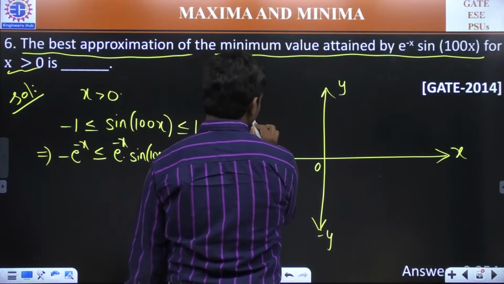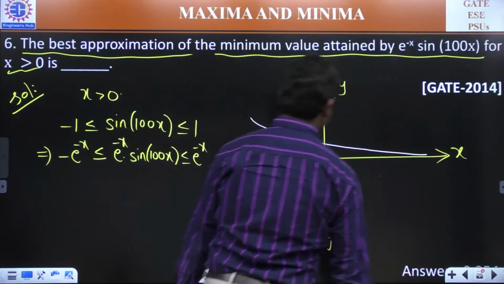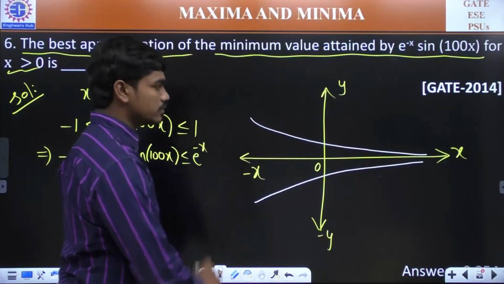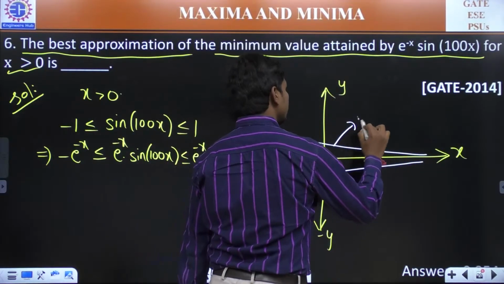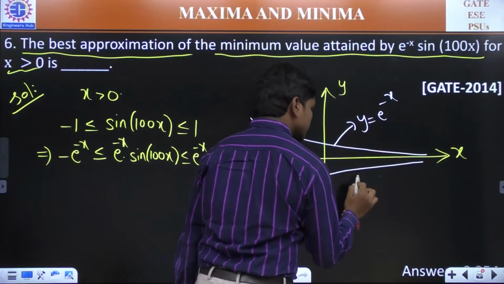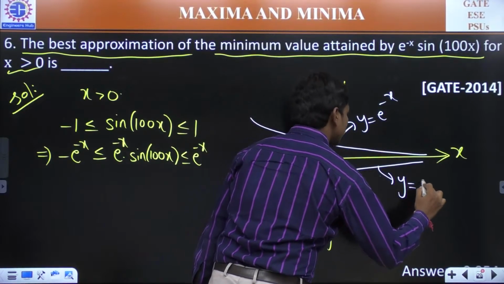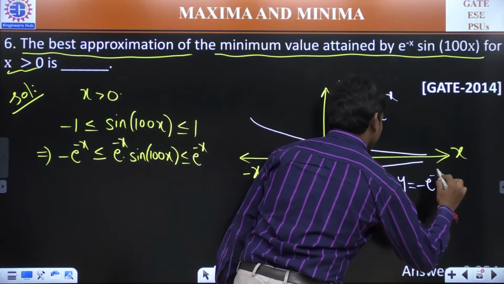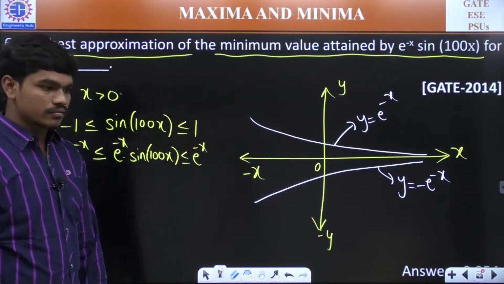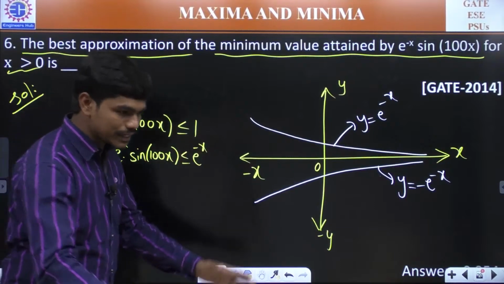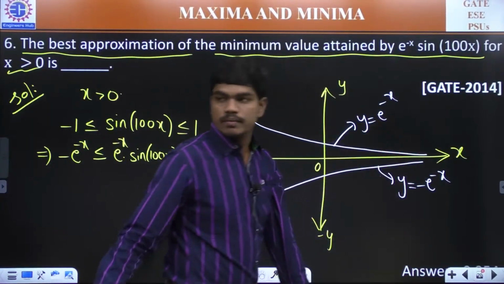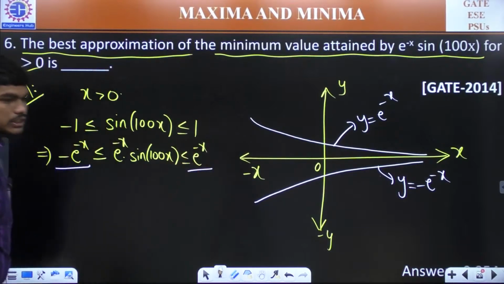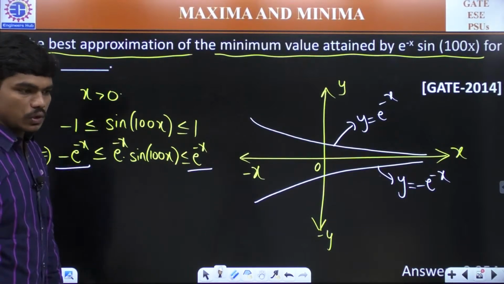Now if you try to draw, e power minus x is something like this, and minus e power minus x is something like this. Can you all see this? This is y is equal to e power minus x, and since this has negative values, this is y is equal to minus e power minus x. Can you all feel this? Whatever graph you draw, you should draw between these two curves. Yes or no? Because your inequality is clearly telling this function should lie between these two.